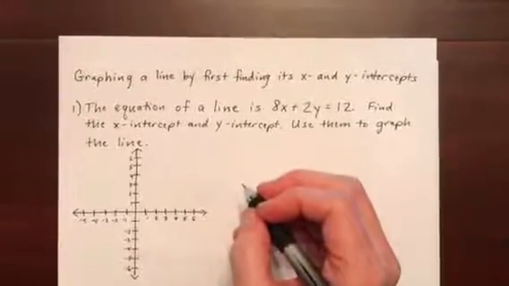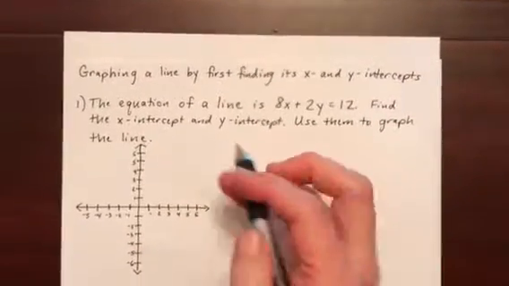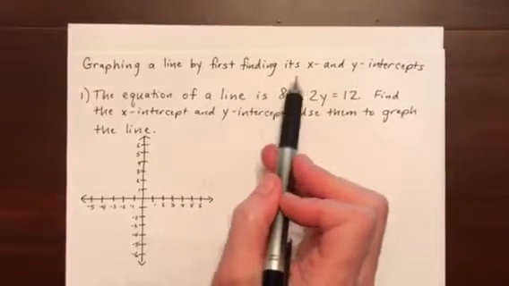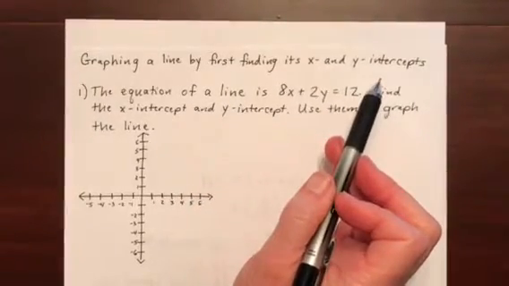Math 95, Quiz Topics 3. Graphing a line by first finding its x and y intercepts.